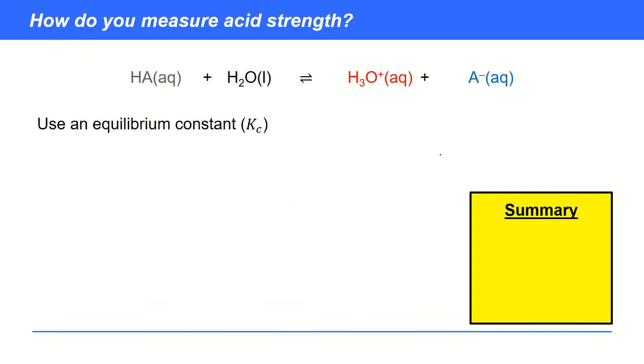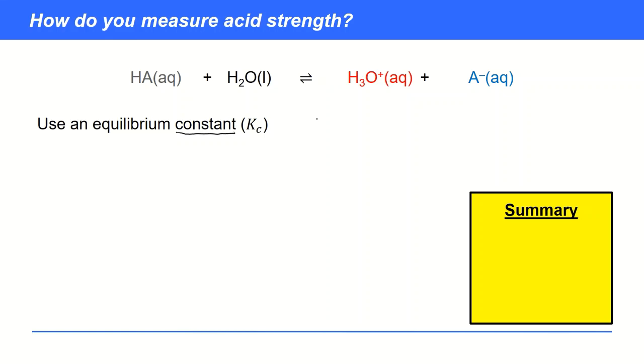Well, here was the equilibrium that we considered in the last slide. You could think perhaps I'm going to use the percentage dissociated, but actually that's not that reliable because that varies depending on the initial concentration of undissociated acid you use. So instead we're going to use an equilibrium constant.